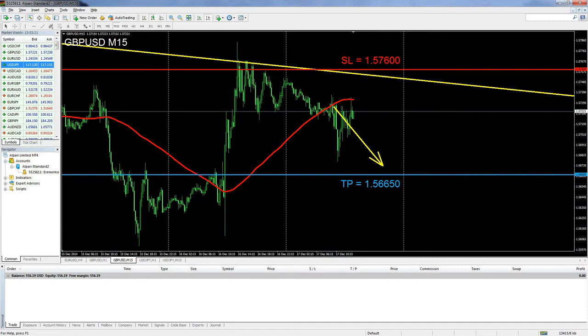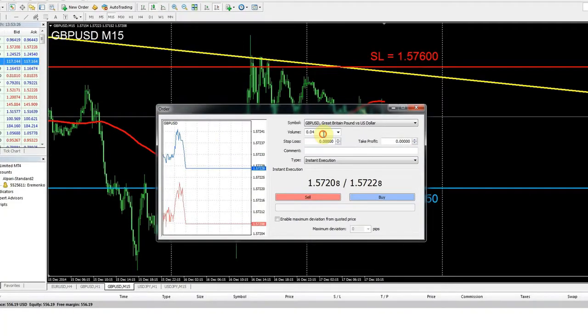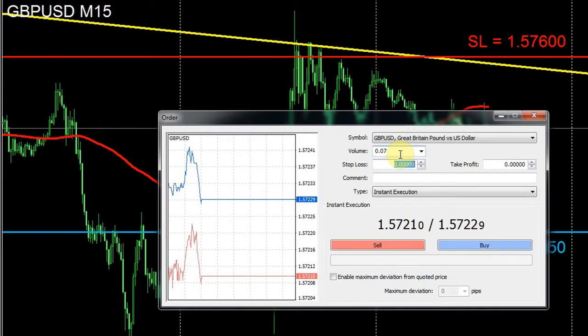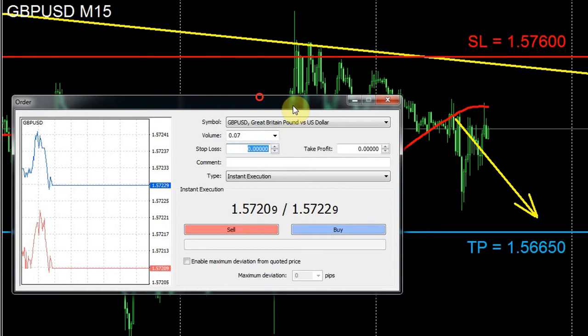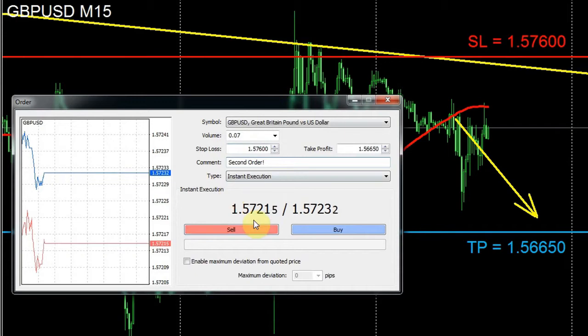Click this button up over here, new order. We're going to put in our lots right away, so it's 0.07. Stop loss, as we agreed, will be 1.57600. Take profit will be 1.56650. Comment is second order. Instant execution, it will be a sell order, so all set, everything's entered, and we click sell.